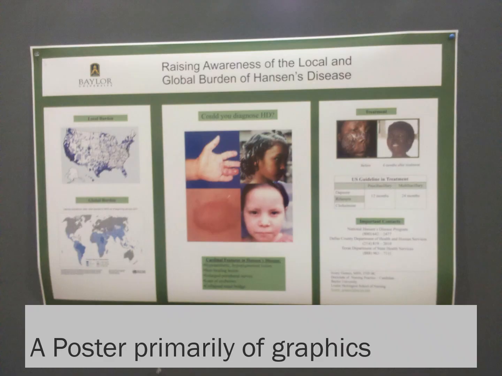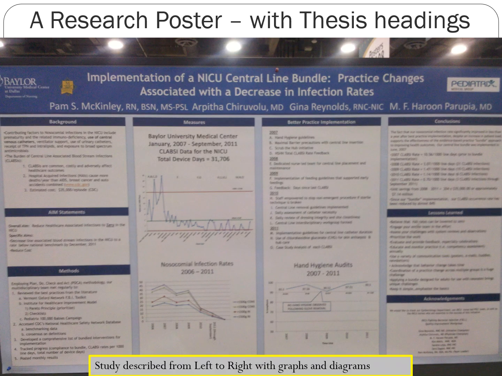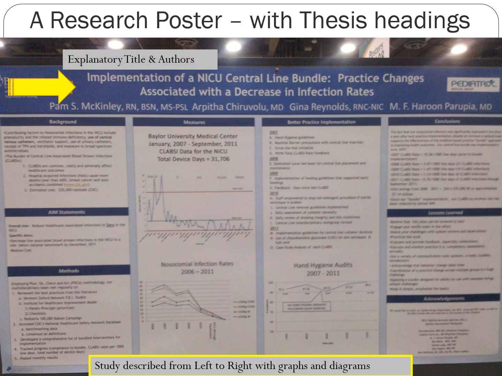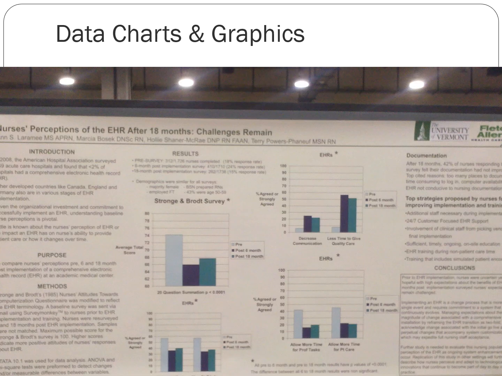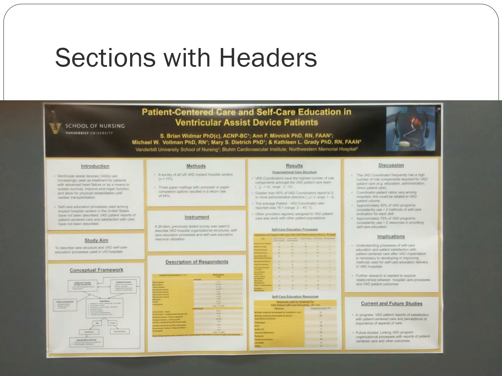Posters can be of graphics or as a research poster with all the parts of a research paper with thesis headings that explain the project and the authors. This poster has handouts that are the exact replica of the poster itself. Posters can also display data charts and graphics rather than text. Posters often have sections with headers that match the headers in a standard academic paper or thesis.